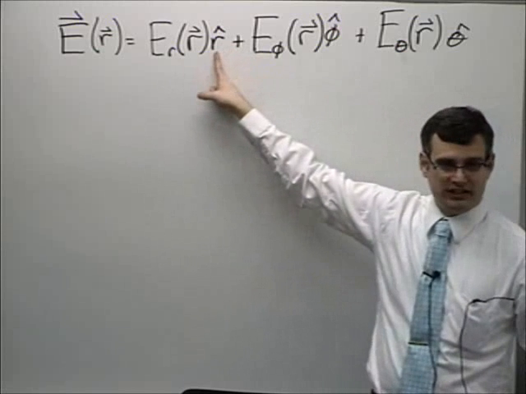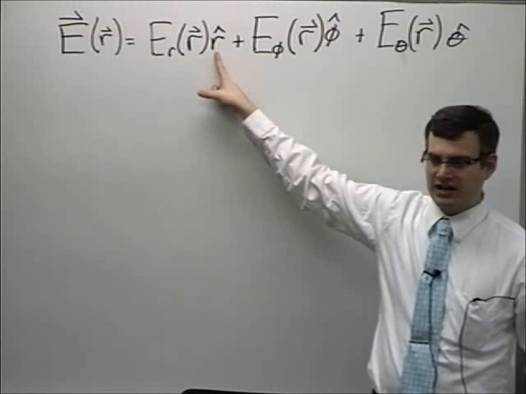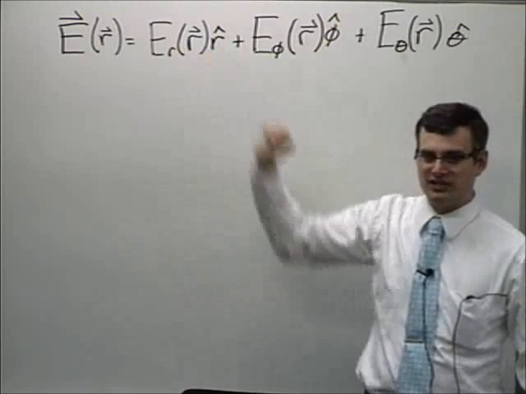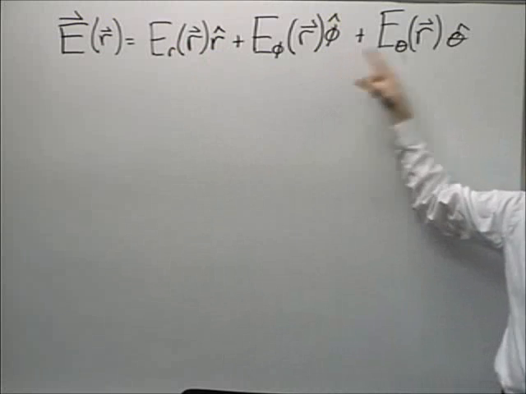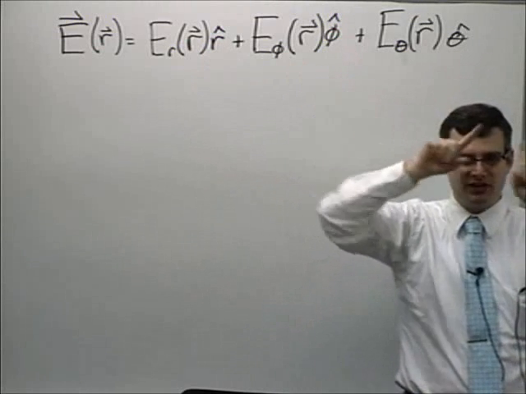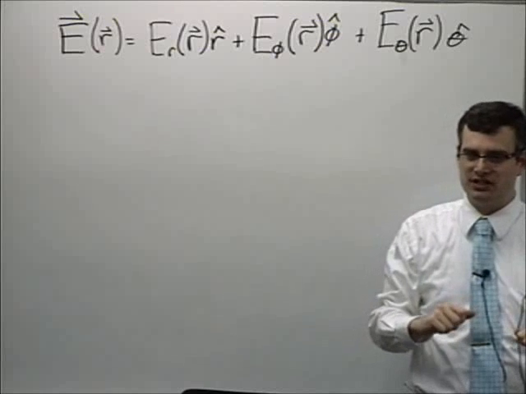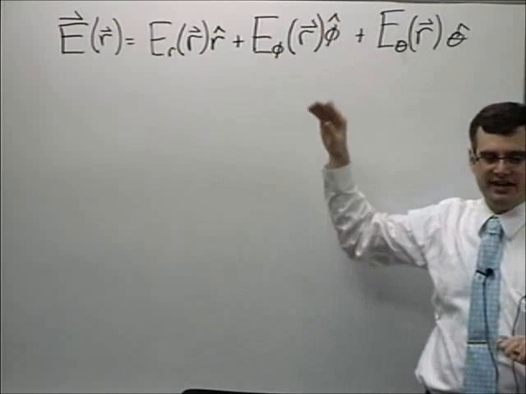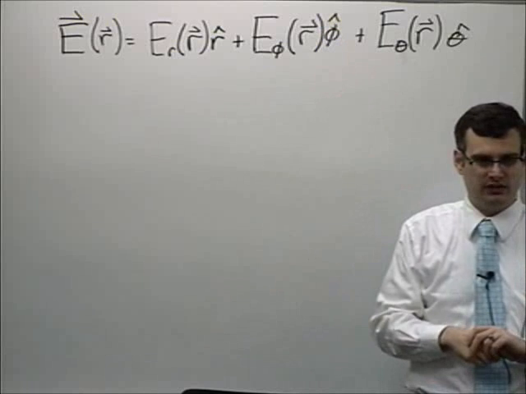This doesn't have units of meters because it's got an R on it. It's R hat. It's unitless. It just points in the direction of increasing R. This doesn't have units of radians. This does not have units of radians. These are just directions, unitless directions that point in the direction of increasing phi and theta. And they're useful for decomposing fields.